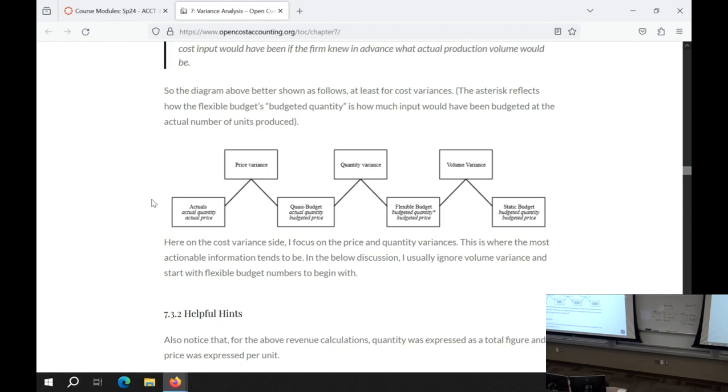The key, though, is there are going to be questions that tempt you with information from the static budget. Yeah, that's me being mean. You're going to be tempted to use this information. You have to be strong and use this information: the actual volume times the budgeted quantity of input per unit of volume.